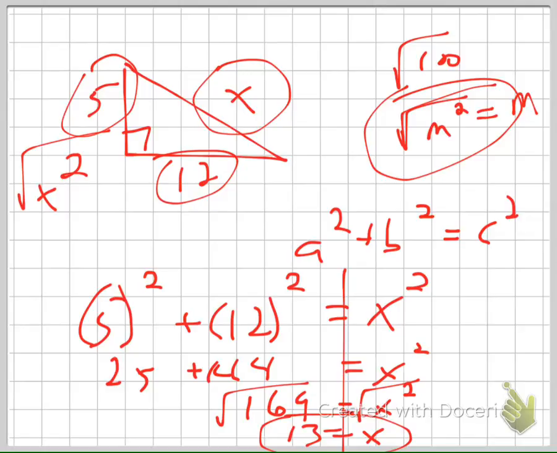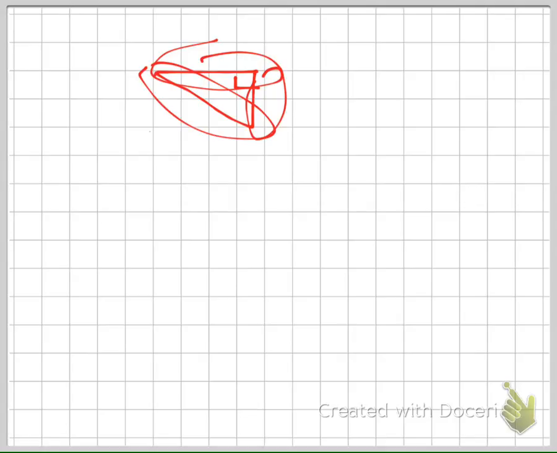What side is guaranteed to be the longest on any right triangle? Right. You don't say the top. It's called the hypotenuse, right? The legs are the two shorter sides. The hypotenuse is going to be the longest side, right?